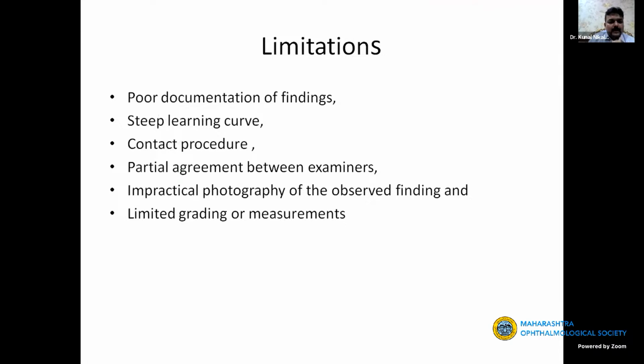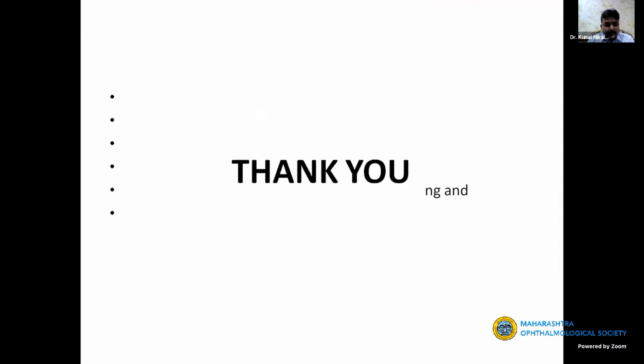with gonioscopy, again, there is poor documentation of findings. It has got a steep learning curve. It's a contact procedure, and only partial agreement between two examiners is possible. There is impractical photography of the observed findings, and it has got limited gradings or measurements. Thank you. Thank you for the patient hearing.